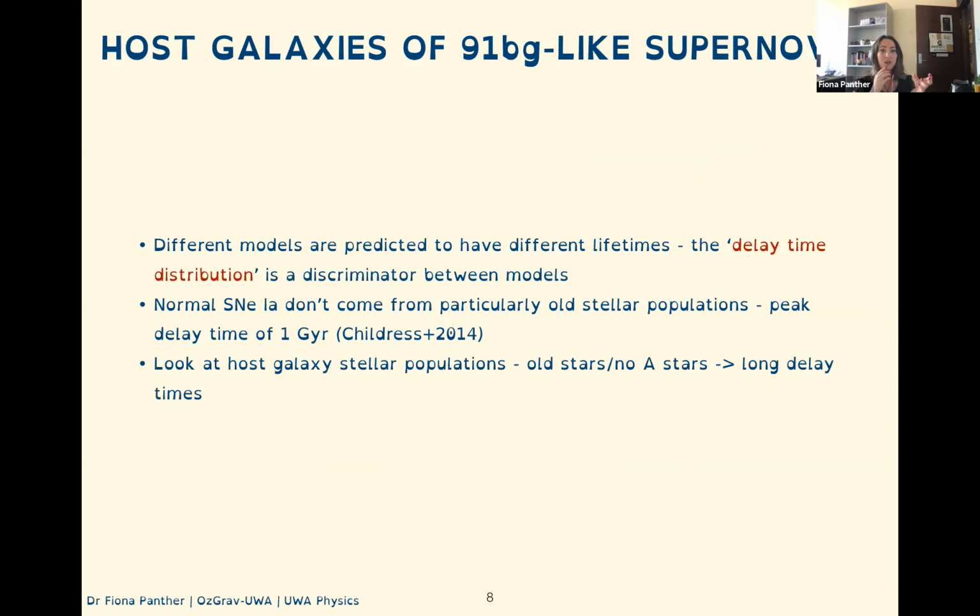And normal type Ia supernovae don't come from particularly old stellar populations. They have a peak delay time of about 1 gigayear, which is not very, very old. So if we look at the host stellar populations, and we don't see any old stars, and especially no A stars and no active star formation, it means we may have something coming from something with a much longer delay time, which means it may have quite a different progenitor from the normal type Ias.